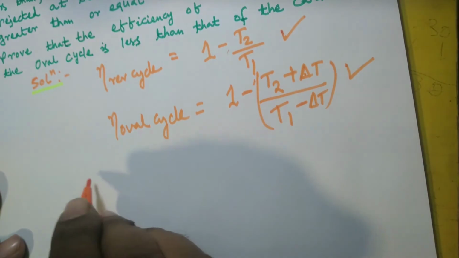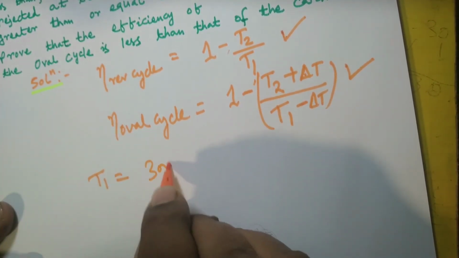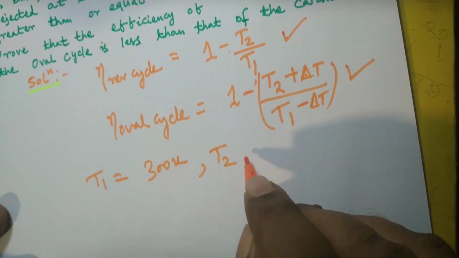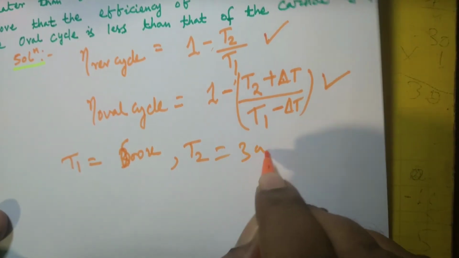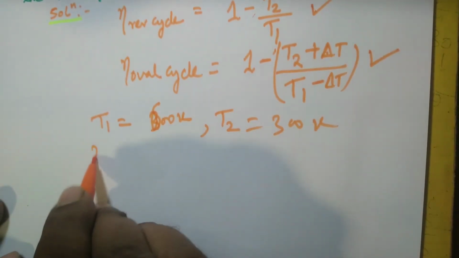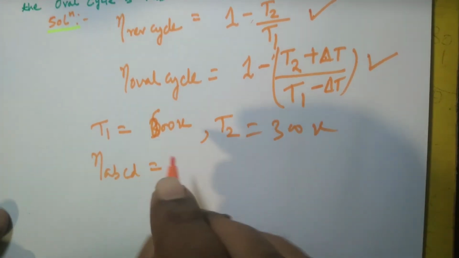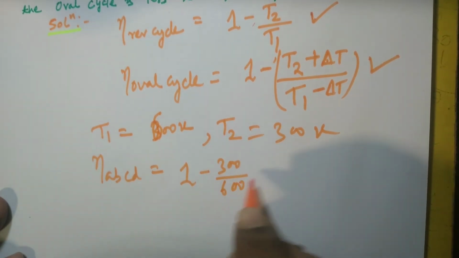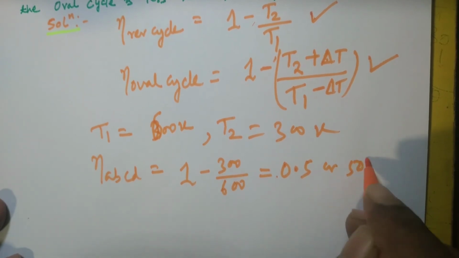because suppose T1 is 600 Kelvin and T2 is 300 Kelvin. So the efficiency of the Carnot cycle, that is ABCD, will be 1 minus 300 divided by 600. It is going to be 0.5 or 50%.